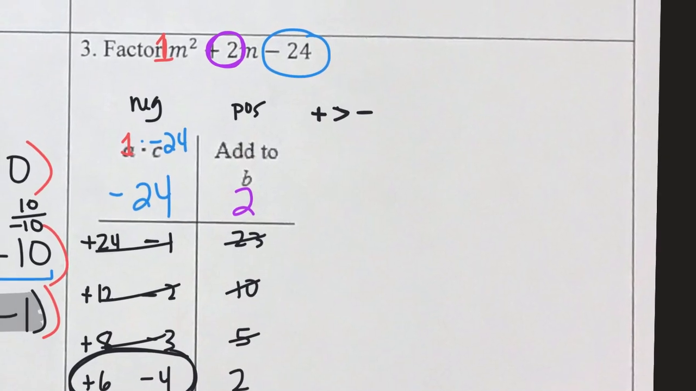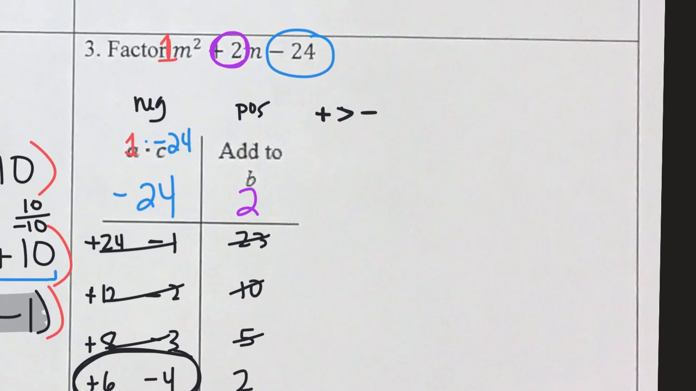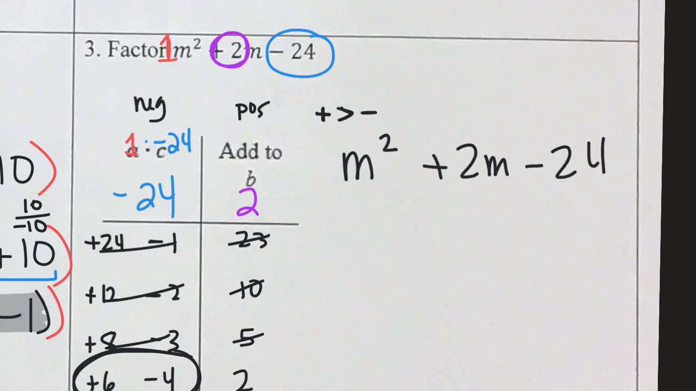Okay, so that's the important thing, right? They call them magic numbers. They're just numbers that have multiple jobs. So I have m squared plus 2m minus 24. And I'm going to split my 2m into 6m, right, plus 6m and minus 4m. 6m minus 4m is positive 2m.